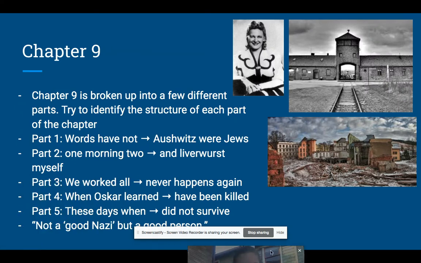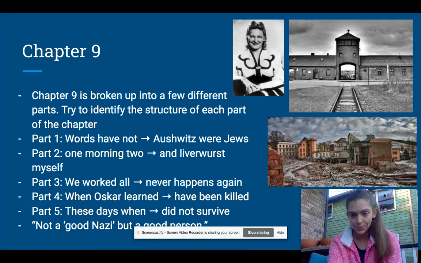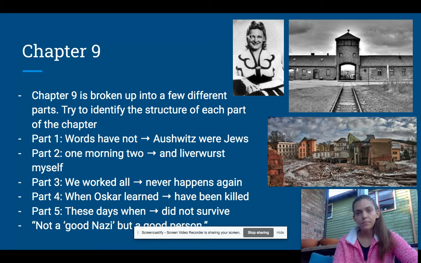All right. In Chapter 9, we're going to meet someone new, and that is Oskar Schindler's wife. So we're going to meet her and see how she fits into this story. When we left off, Rena had been taken to Auschwitz, a very, very dangerous concentration camp. And so in this chapter, well, I'll let you see.